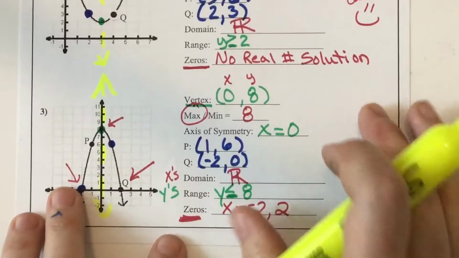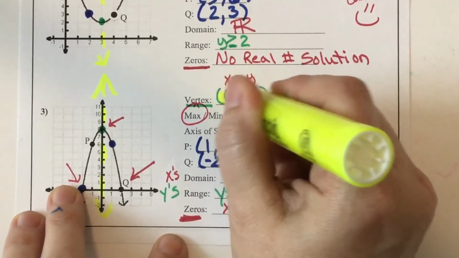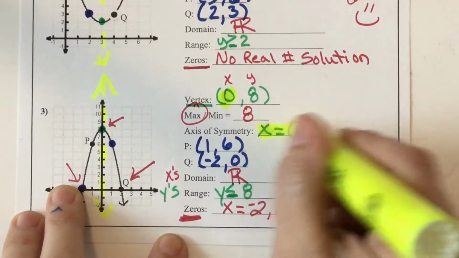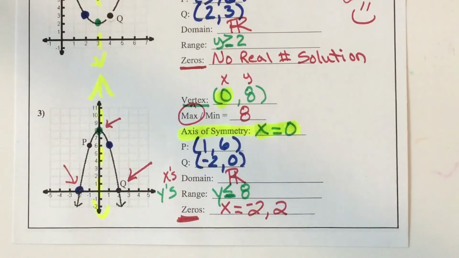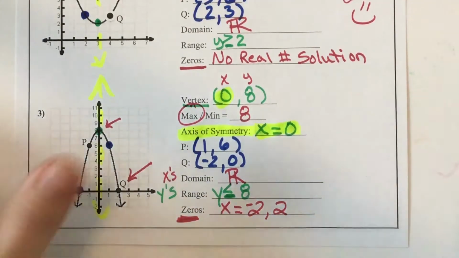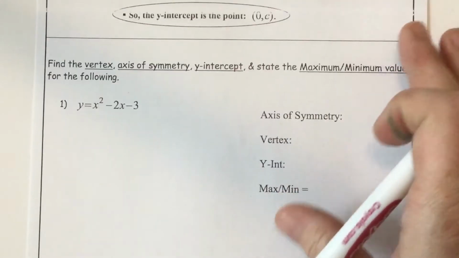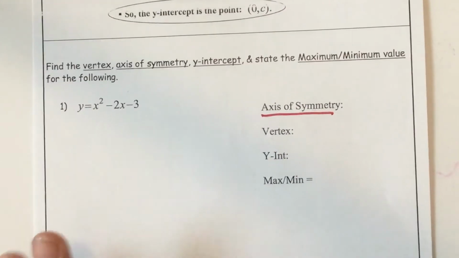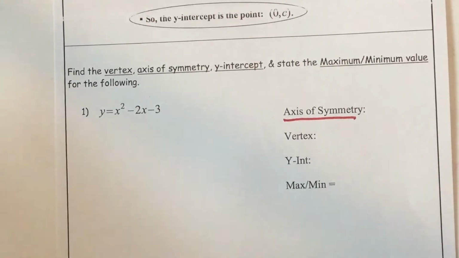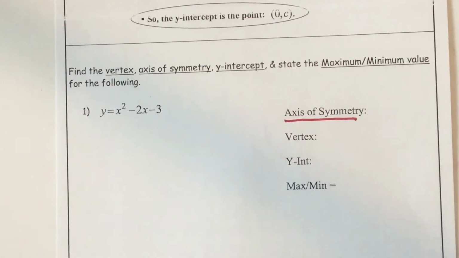I'm going to show you again. The x-coordinate of the vertex is the same as the x value of the axis of symmetry. Okay, that's really important for what I'm about to show you. All right, so the third page. We are now asked to find the axis of symmetry and the vertex and all these other things by not looking at a picture, but by looking at an equation.